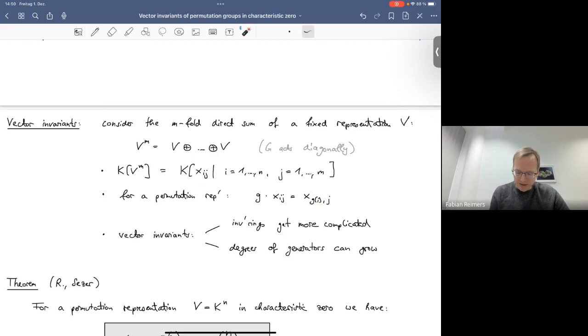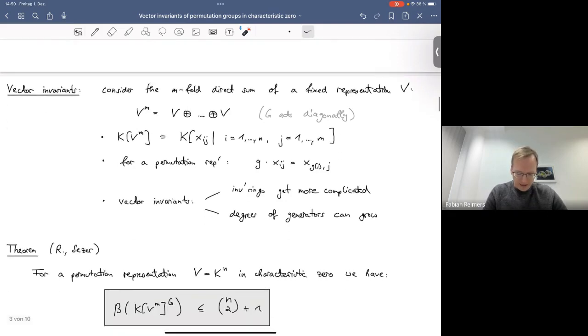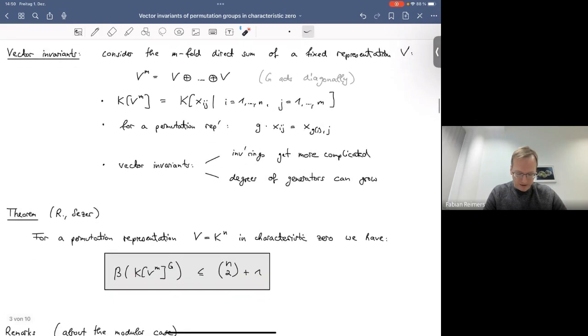The action here is diagonally on the jth copy. Everything stays inside the jth copy, and the variables are permuted as they were before. So when you look at vector invariants, typically the invariant rings get more complicated and the degrees of generators tend to grow. And let me present our result.